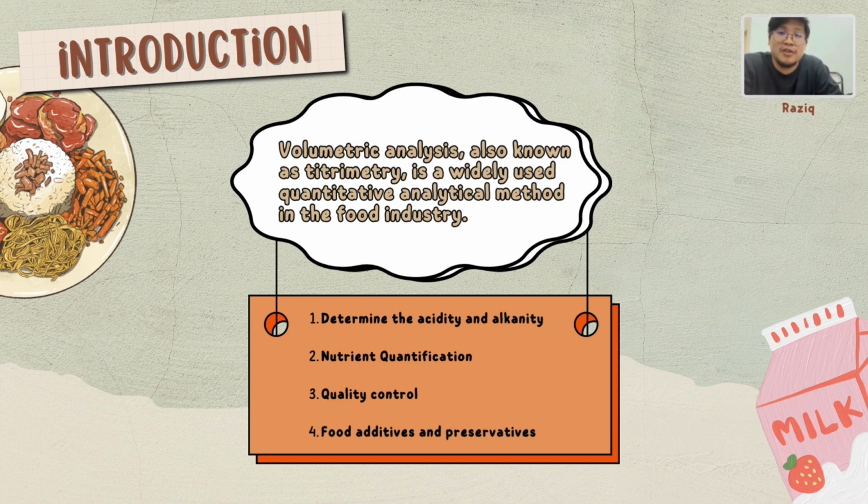And lastly, we are going to talk about food preservatives and additives. This method is also used to precisely measure food additives and preservatives such as sodium benzoate and sulfur dioxide. This measurement is achieved through volumetric analysis. This is very crucial for ensuring that these substances are within safe and permissible limits to consume, thereby safeguarding consumers' health and extending the shelf life of food products.